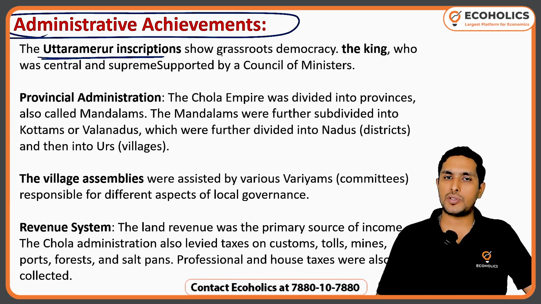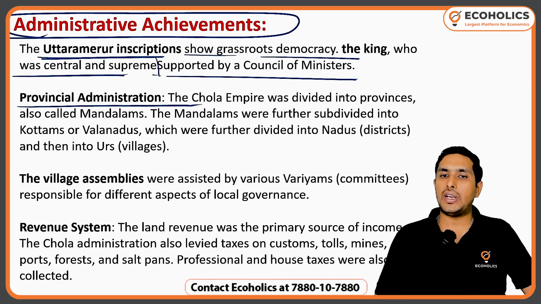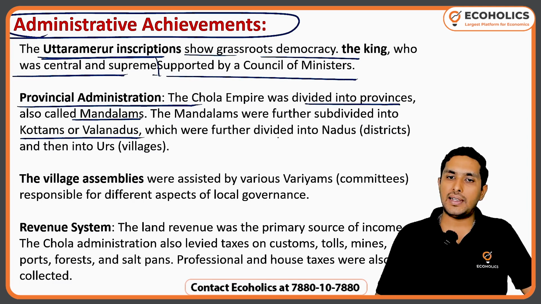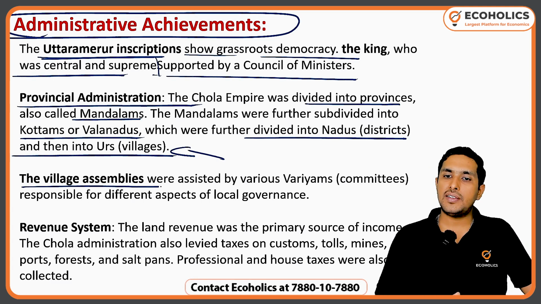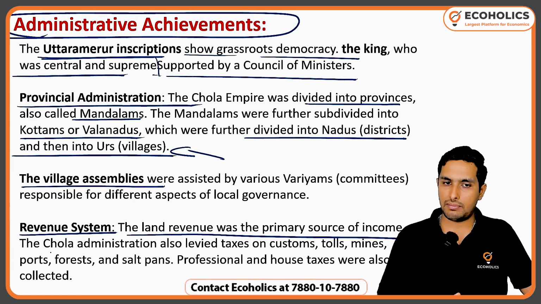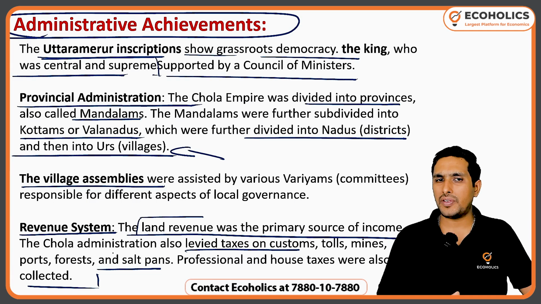The Uttaramerur inscription tells us about the grassroots democracy there. The king was central and supported by a council of ministers. Then you focus on provincial administration, that we had various provinces, mandalams. Mandalams were divided into kottams, and then we had nadus, that is districts, and then we had urs. So you're telling a hierarchy in the administration, which is great. On top of that, we had village assemblies also. Then we can talk about the revenue system, that land revenue was mainly their focus, and because land revenue was very important, they also had taxes on salt, forests, and different areas as well.